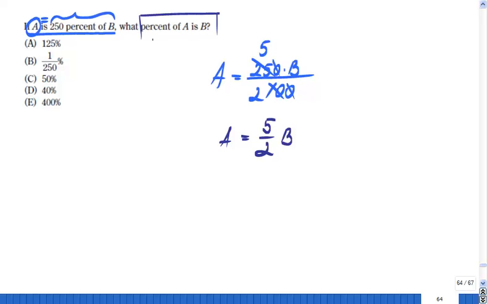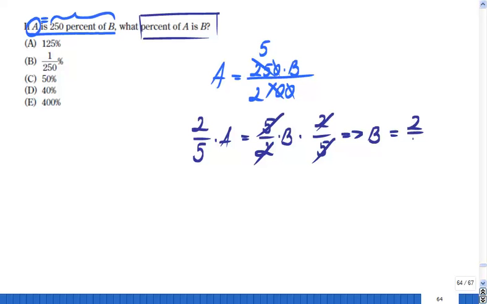What percent of A is B? How can we find that? Well, first of all, let's find what fraction of A is B by solving this equation for B. Because I have 5/2 of B, I will multiply by 2/5, the reciprocal of B's coefficient, and to keep my equation true, I will multiply both sides by that number. 5 and 5, 2 and 2 on the right side cancel out, which gives me B on the left, equals 2/5 of A.